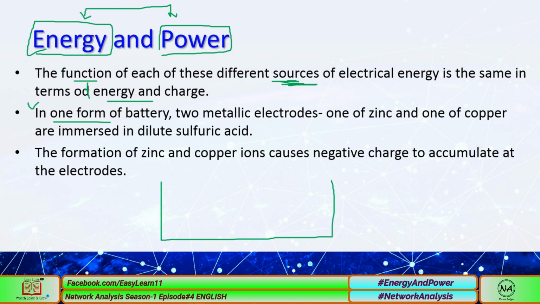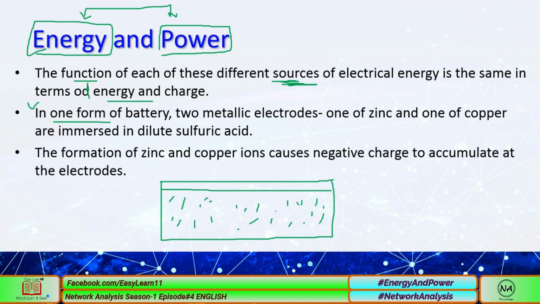Suppose we have a structure here and another boundary. Let's consider that this is dilute sulfuric acid, meaning it is not in pure form but mixed with water to make a thinner solution. This dilute sulfuric acid stores the charge. What is charge? Whenever I consider charges, you must know that there are ions.